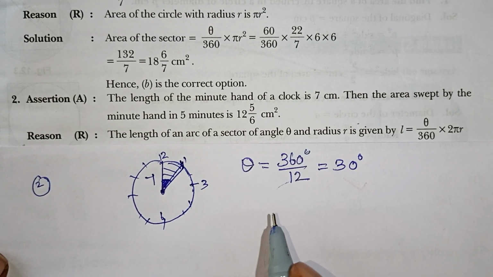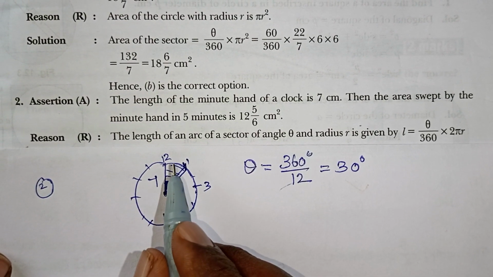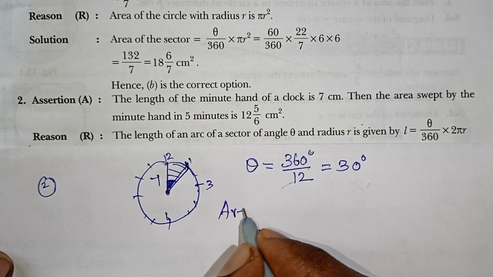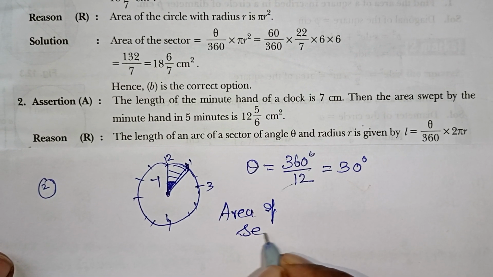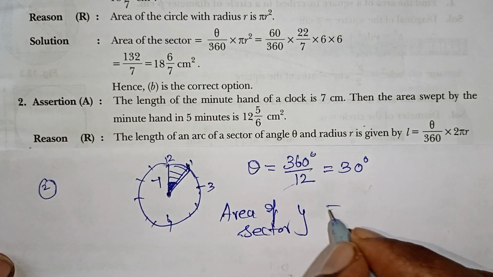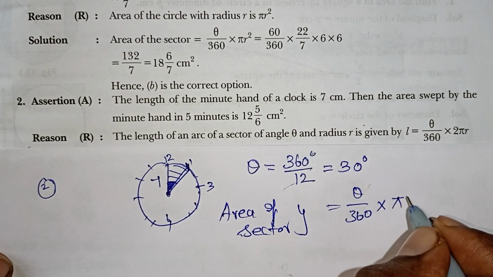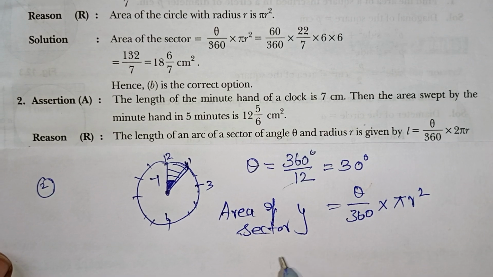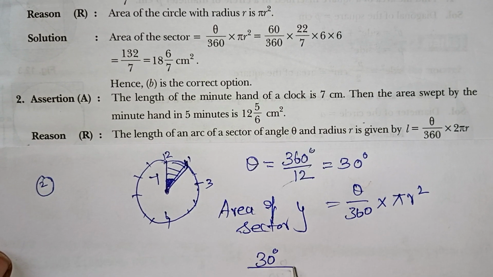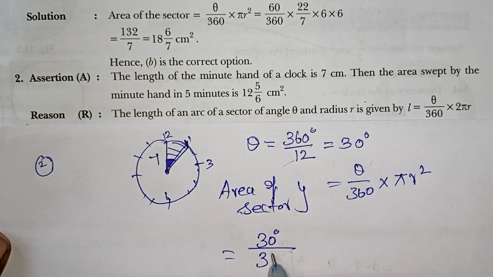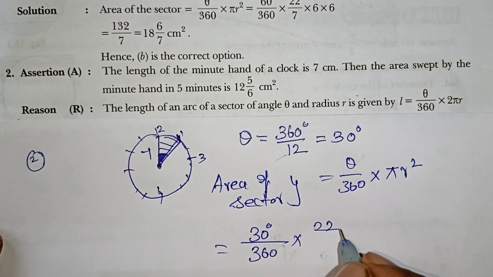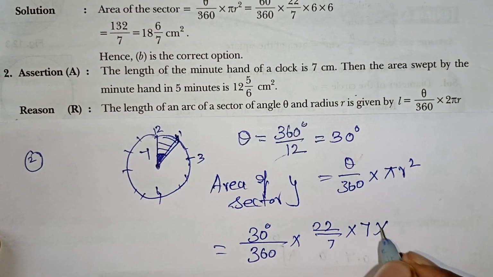So the angle is 30, we have to use. Now we'll find the area of this place. So area of the sector will be the same formula again: theta by 360 multiplied by pi r squared. Now theta value we got as 30 degree. Now 30 degree by 360 degree multiplied by pi value 22 by 7. Radius given as 7. So 7 into 7.